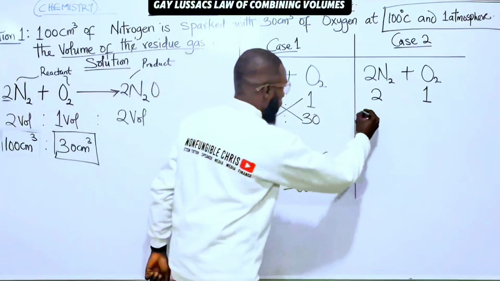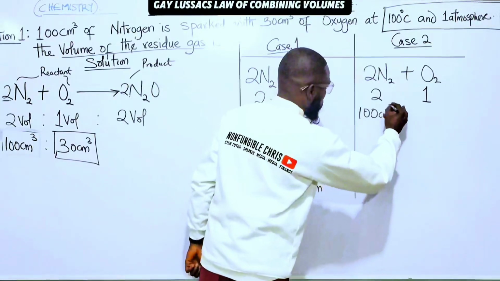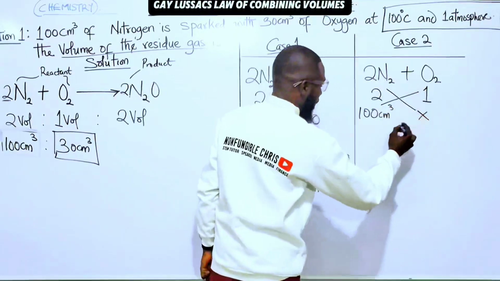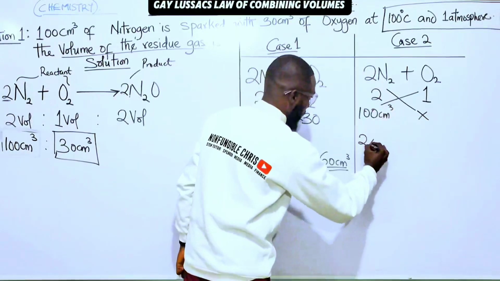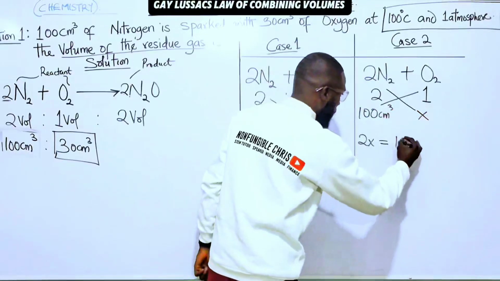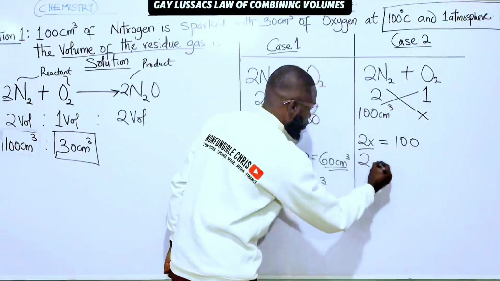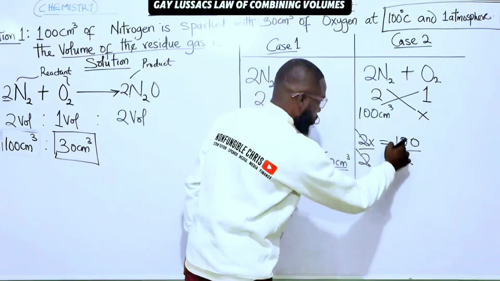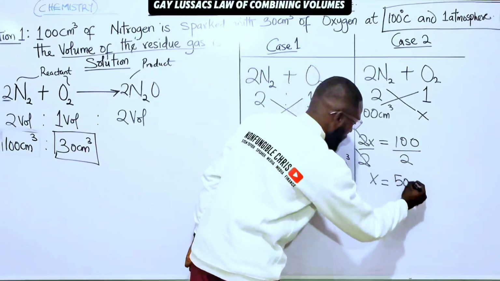Making here 100 and isolating here, making here the subject of the formula. Here we put our 100 cm cube. Let's make here X. And let's cross multiply. After we cross multiply, X times 2 gives us 2X is equal to 100 times 1 gives us 100. If we divide both sides by 2, 2 takes off 2, so X becomes 100 divided by 2, 50 cm cube.